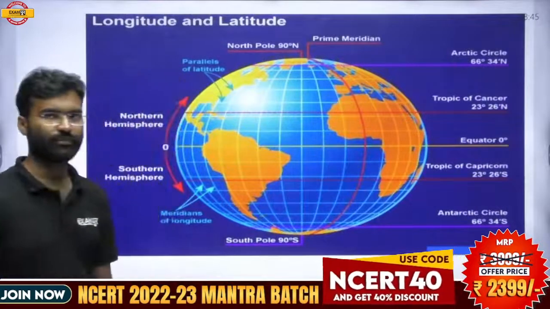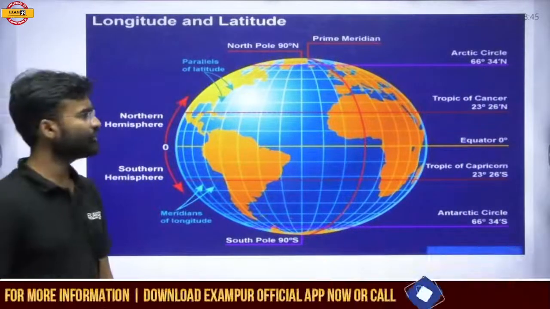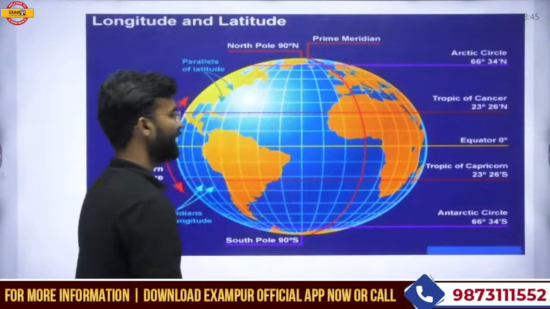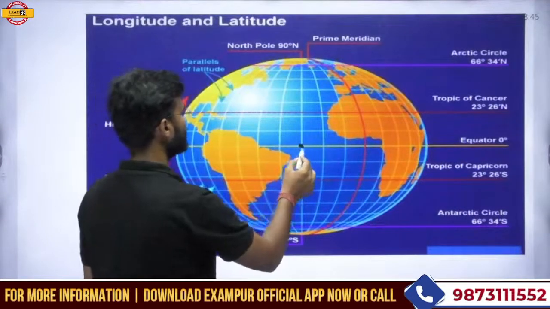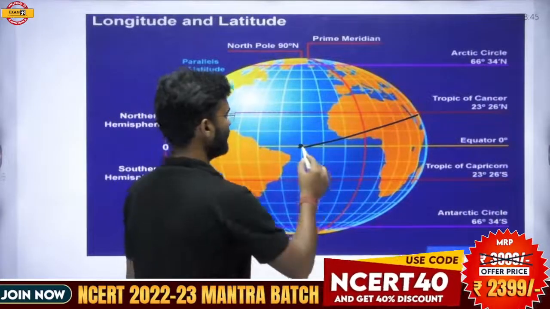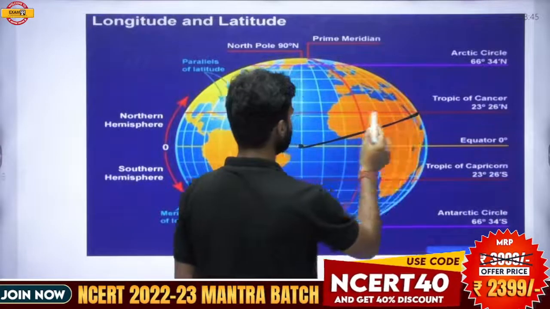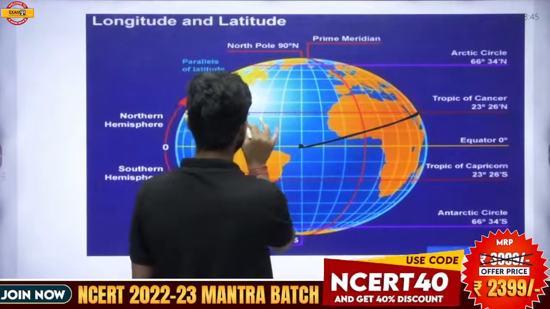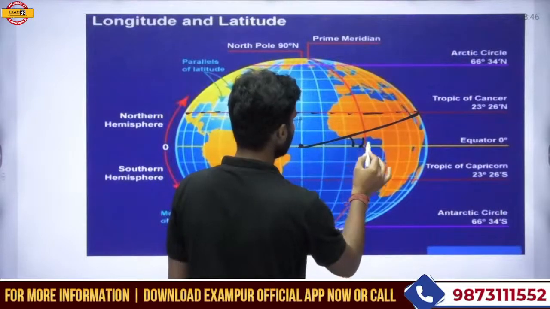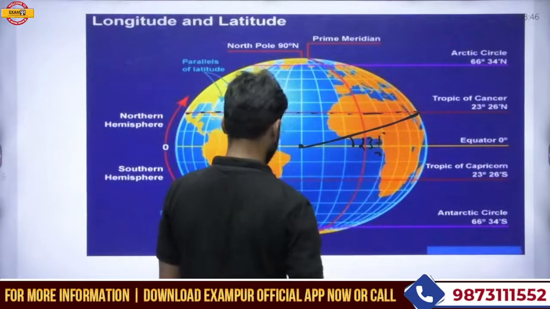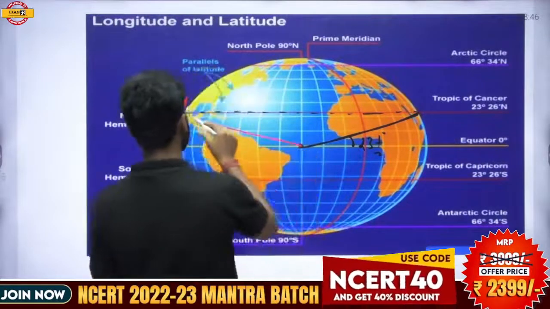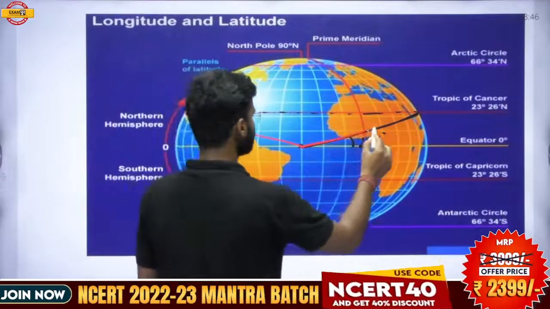So what is latitude? Latitude is basically the angular distance. And the latitudinal lines are the imaginary lines which join the same latitude. Suppose we take an angle of 23.5 on this side, and if we take the same angle of 23.5 on this side, the angular distance is the same.